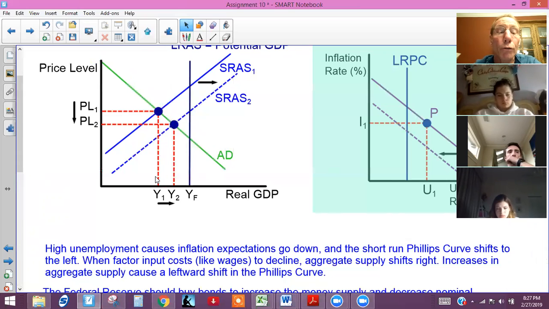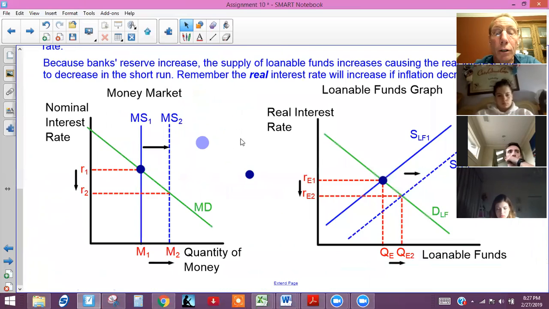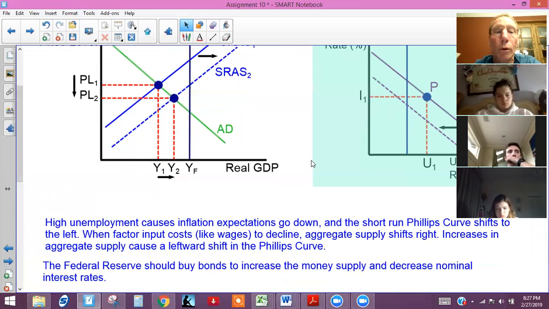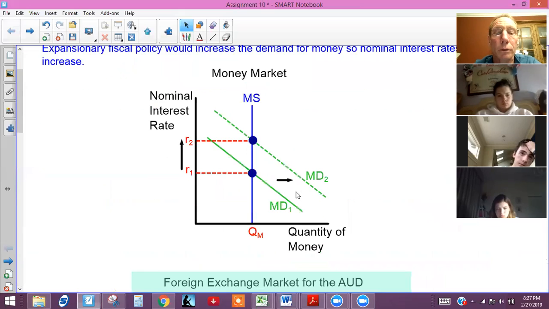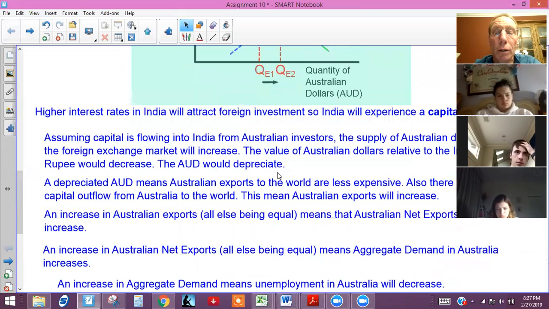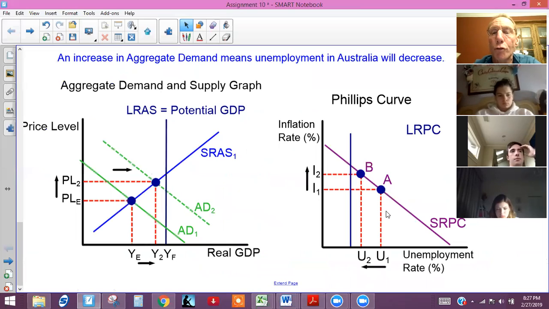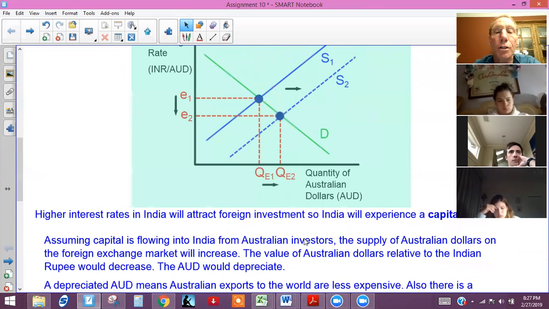So as we move to the right on this graph, we're moving to the left on the Phillips curve, aren't we? We're going from here to here. When the aggregate demand curve shifts out, we're going from here to here. So we're lowering unemployment. So all these things are happening.